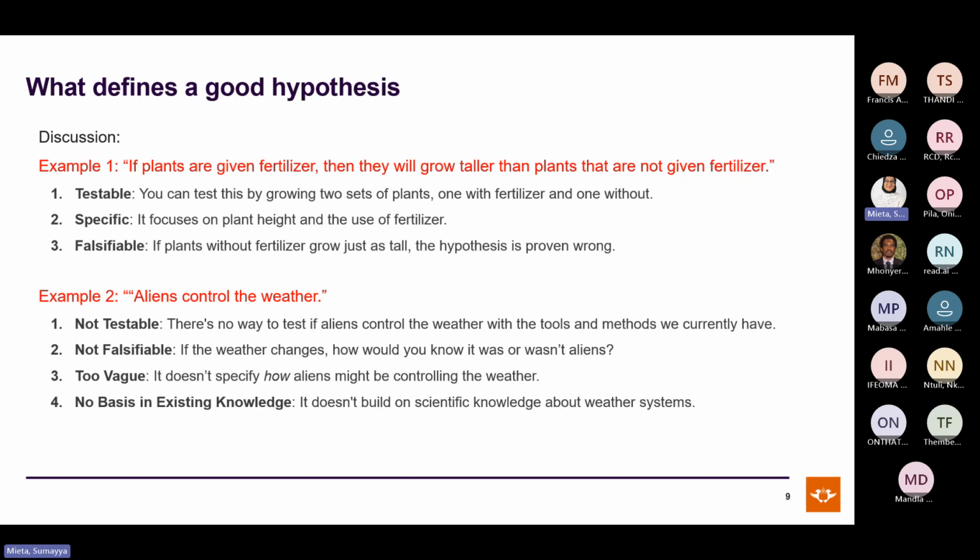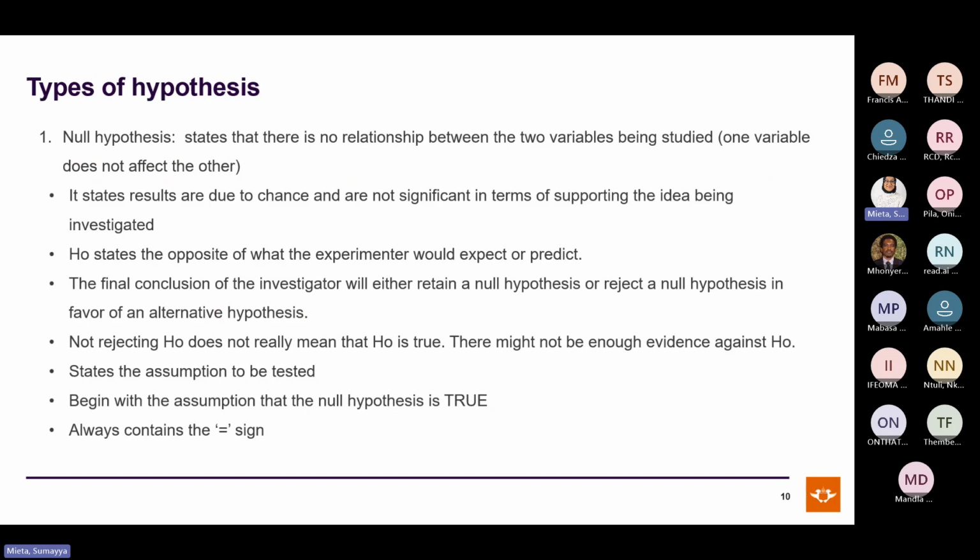And the hypothesis puts it out in a nice manner in that, yes, possibly we will get this, but there's also that chance that we're not going to. My next slide is going to help us understand the different types of hypotheses. We have a null hypothesis, which states that there is no relationship between the two variables being studied. So we say that A does not influence B in any way. They are independent. If we change A, B is still going to remain the same.